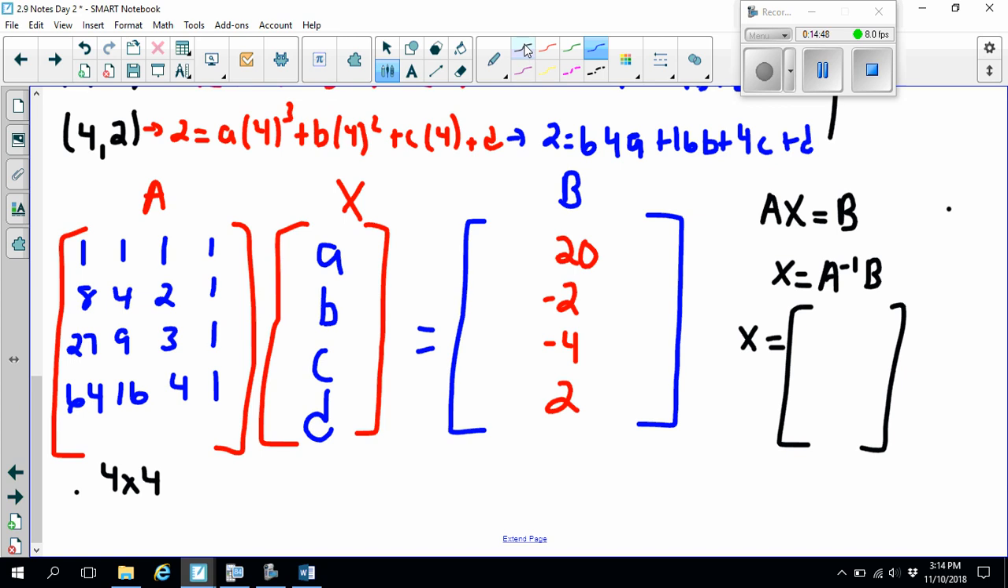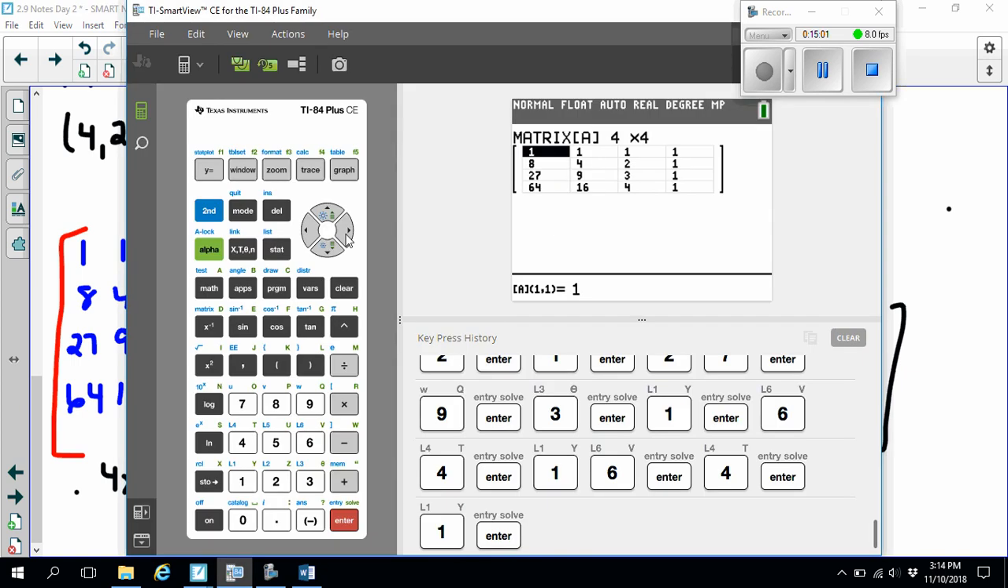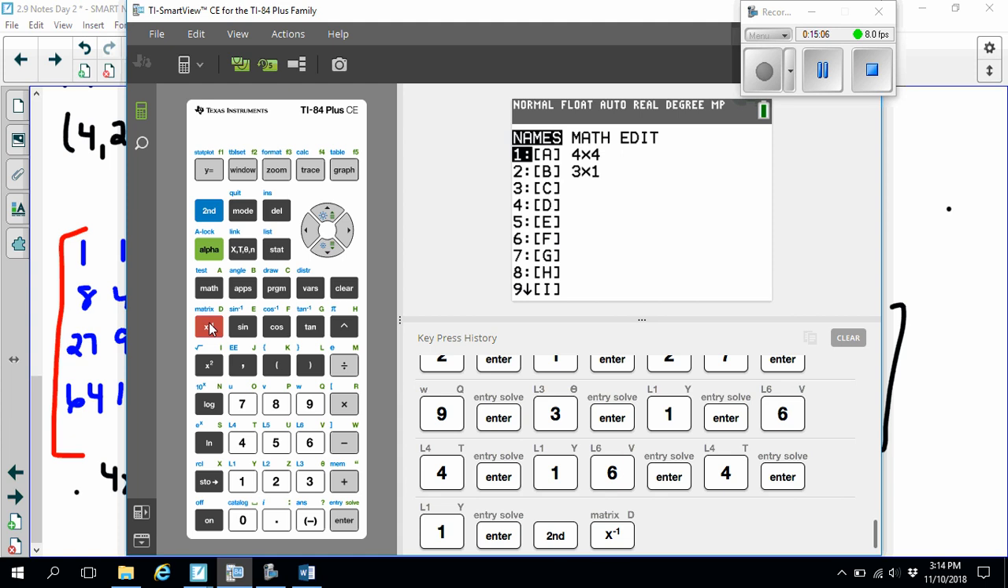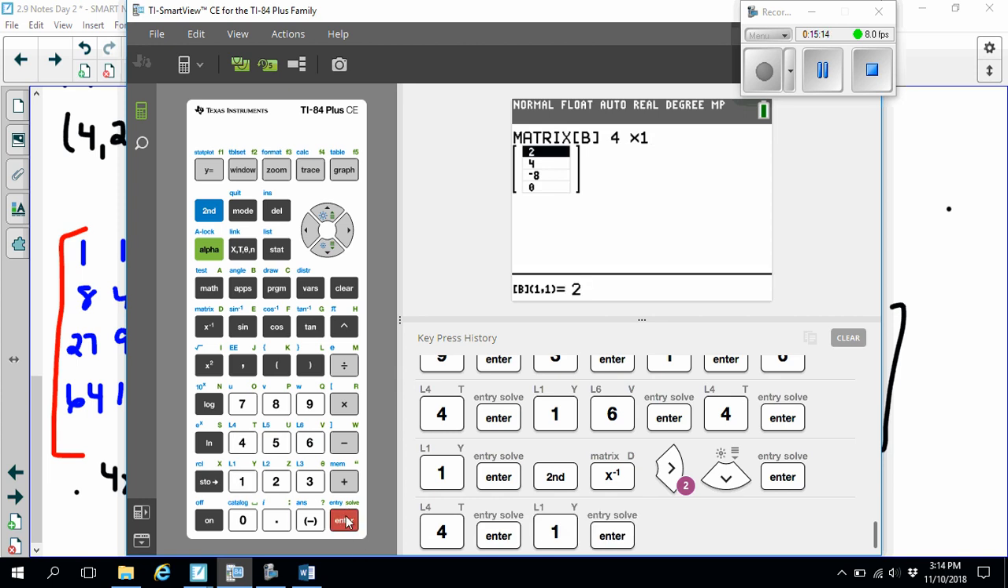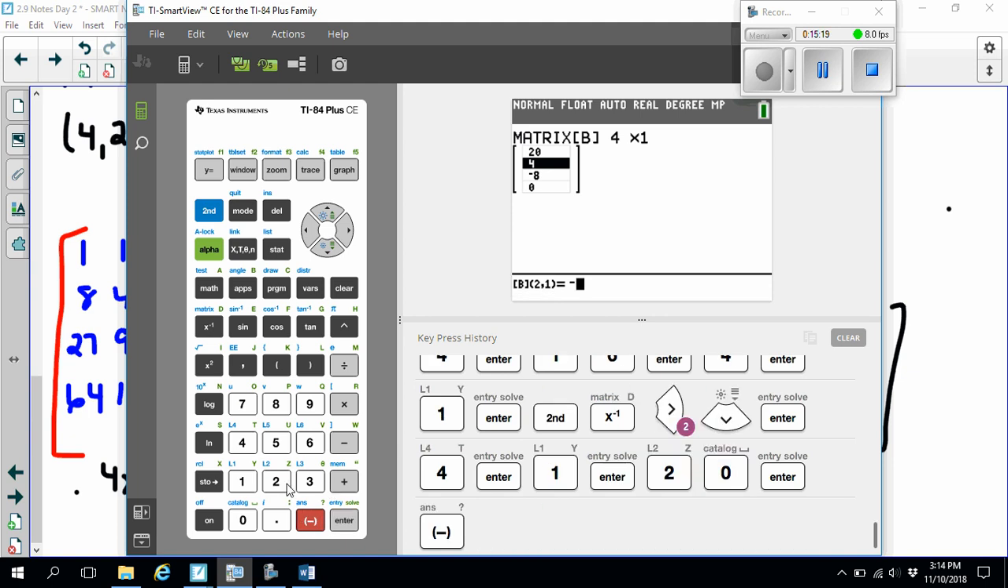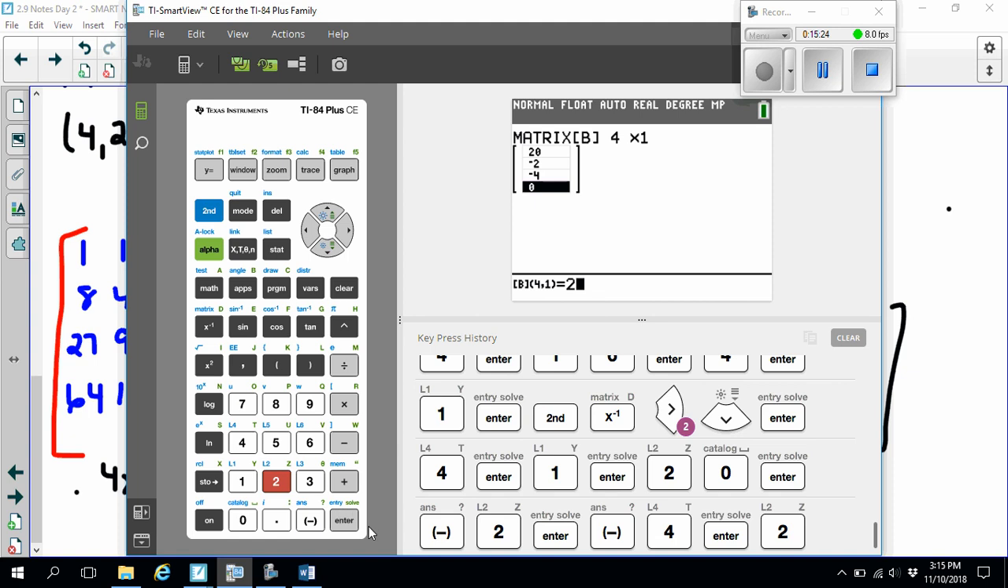Now we're going to do our B matrix. Once again, make sure you know the dimensions. Notice how many rows we have. We have 4 in just one column. Remember, to find the dimensions, we do rows by columns. So this is a 4 by 1. So once again, I go to second matrix, and then I go over to edit, and I want to edit my B matrix. This is going to be a 4 by 1. And now I'm going to enter my 20, my -2, my -4, and my 2.